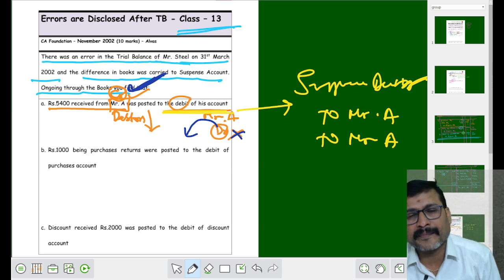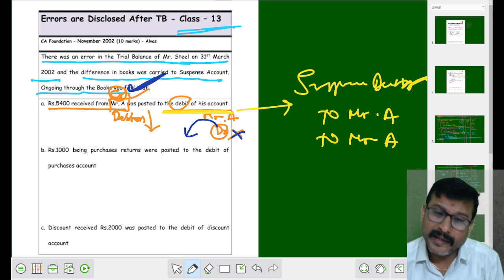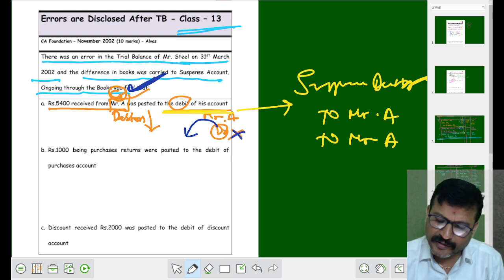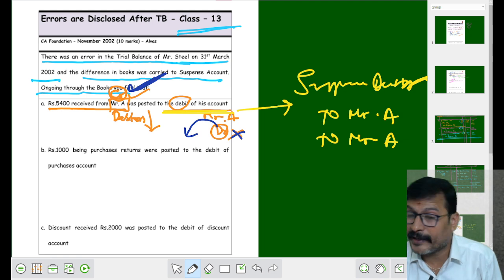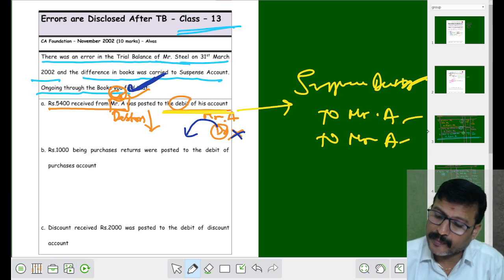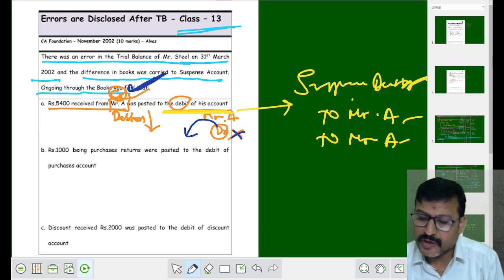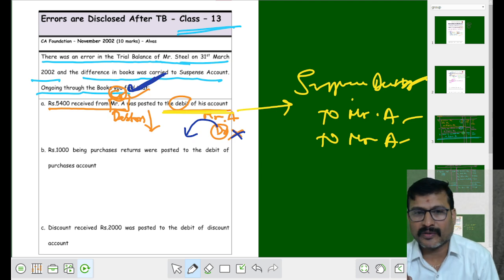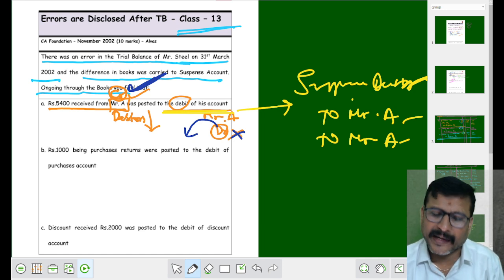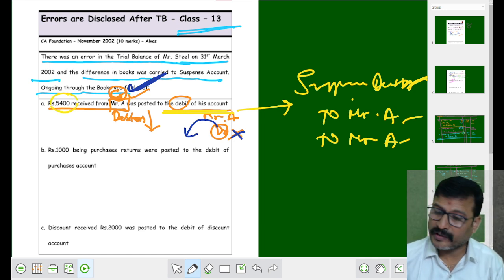...debited to the debtor. This is a wrong debit. Now what to do? Keep the correct in the same place, shift the wrong to the opposite place. Now what will the entry be? To Mr. A, to Mr. A. What to write on the debit? Suspense account. So suspense account debit to Mr. A's account. Instead of writing Mr. A two times, you write Mr. A one time and add the amounts. The amount is 5,400.